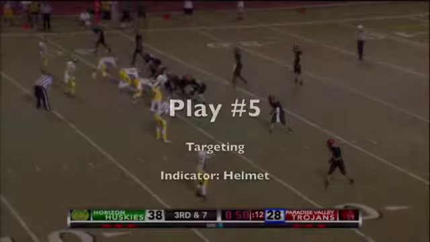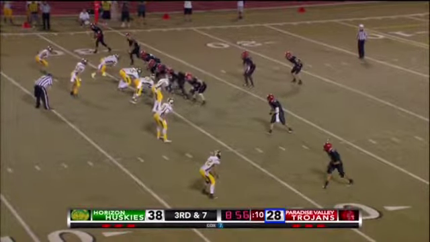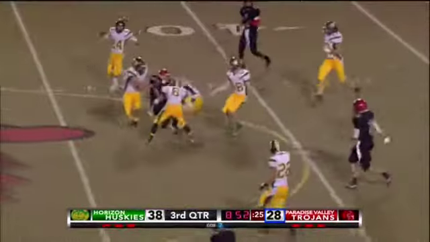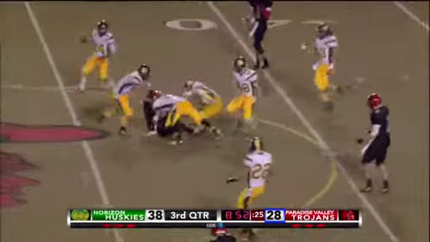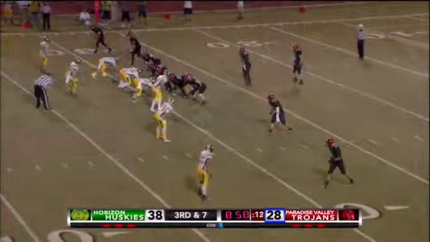Now, the previous plays were pretty clearly targeting fouls. Play number 5, on the other hand, brings us into the gray area and highlights the fact that we as officials now must determine whether contact is a normal football play and part of the normal action, or does a player aim high and or lower his helmet when he initiates contact.